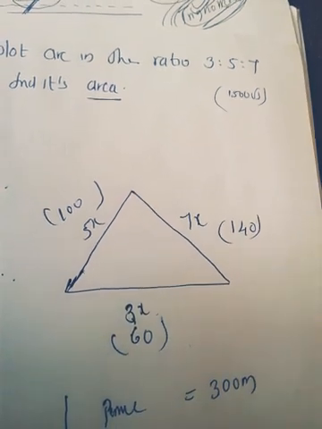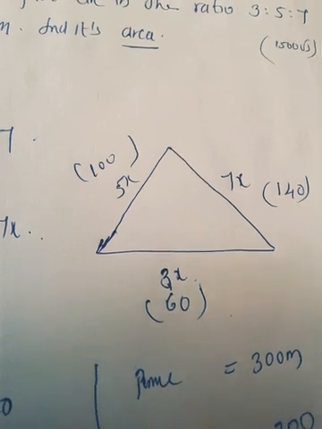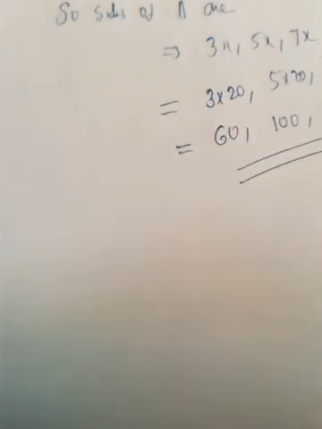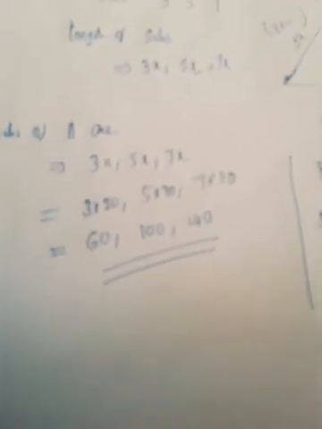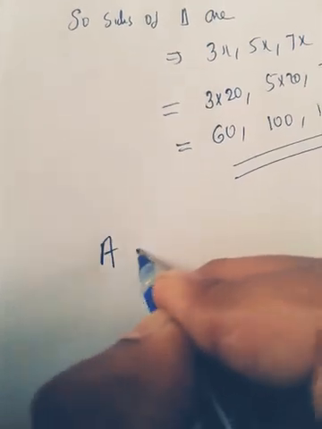Now it's the time to calculate the area, because once we get the three sides, we could easily calculate the area of a triangle by using Heron's formula. So this is it. If the ratio is given, this is the way to convert that ratio into the length of the sides. Okay, so let me calculate the area.